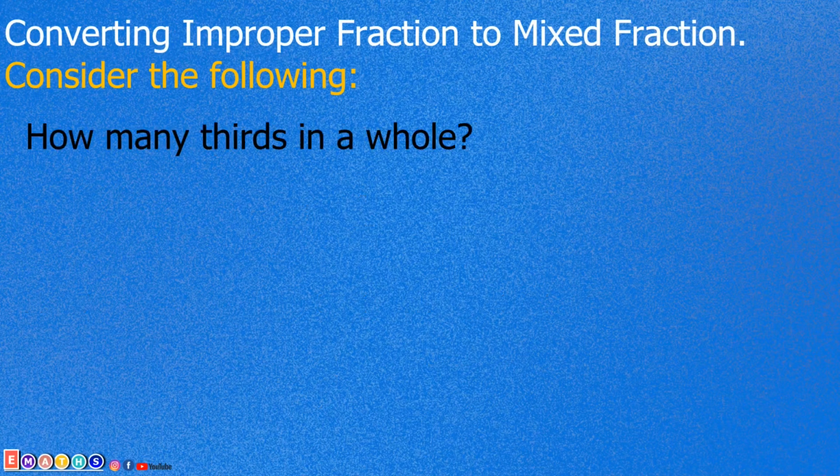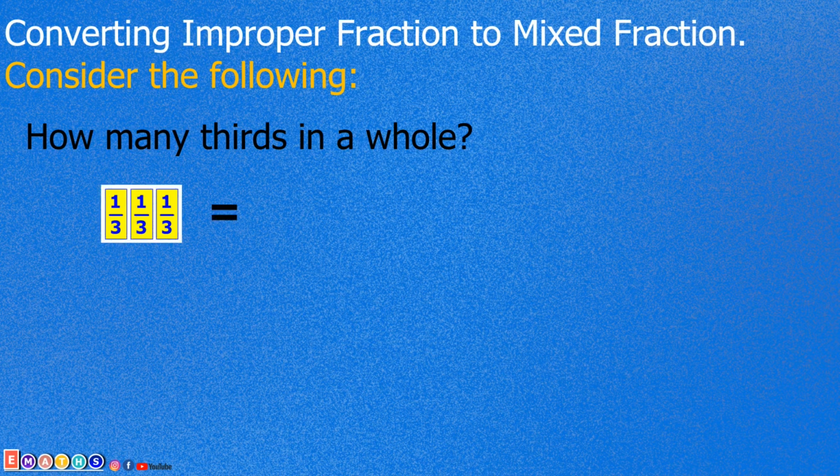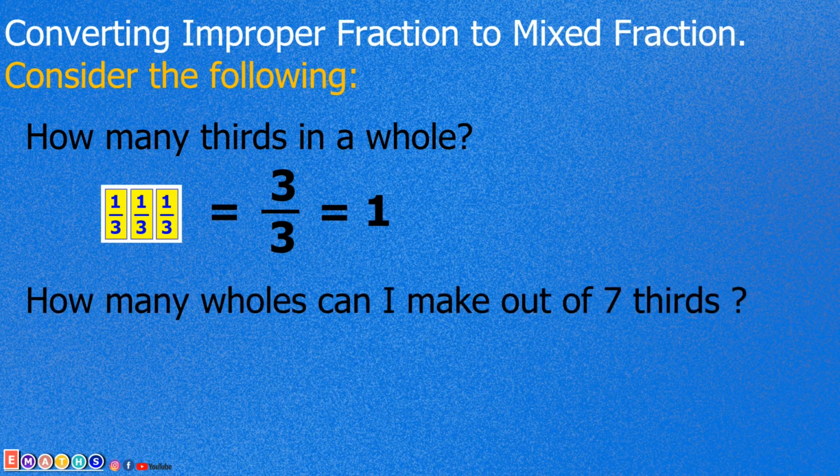How many thirds in a whole? 1 third, 2 thirds, 3 thirds. There are 3 thirds in 1 whole. 3 thirds makes up or equals 1 whole. Since we know this, let's take a look at this example.